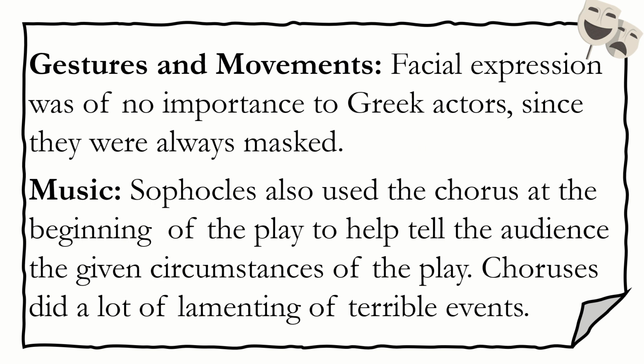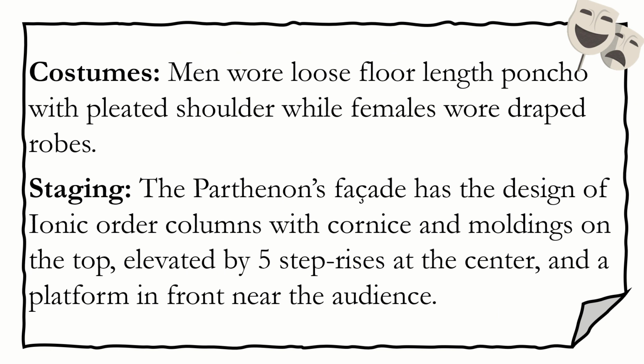Music. Sophocles also used the chorus at the beginning of the play to help tell the audience the given circumstances of the play. Choruses did a lot of lamenting of terrible events. Costumes. Men wore loose floor-length ponchos with pleated shoulders while females wore draped robes. Staging. The Parthenon's facade has the design of Ionic order columns with cornices and moldings on the top, elevated for five-step rises at the center, and a platform in front near the audience.